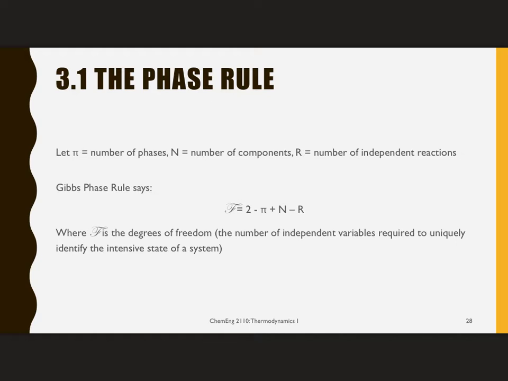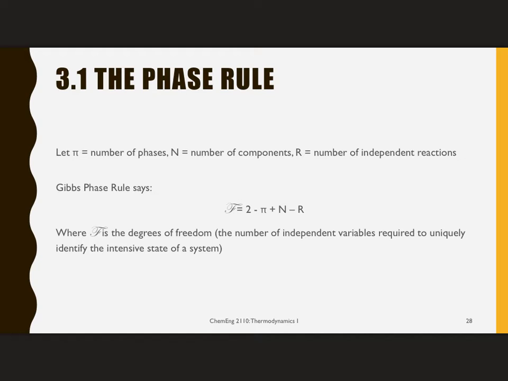of information we need. So the phase rule uses pi to represent the number of phases, so solids, liquids, gases, okay? N is the number of components, and R is the number of independent reactions. Now, for our purposes at this stage, there are no reactions because we're only dealing with pure substances. So R is going to be always 0 in this course. N is the number of components, and right now we're considering only pure substances, so that will be 1.